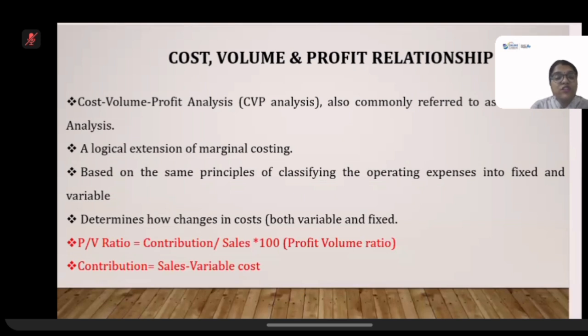The formula that you use in CVP, that is cost volume profit, is PV ratio, that is profit volume ratio. The formula is contribution divided by sales into 100. And how do you calculate contribution? As we did a little while ago in the start of the session, that is sales minus variable cost.